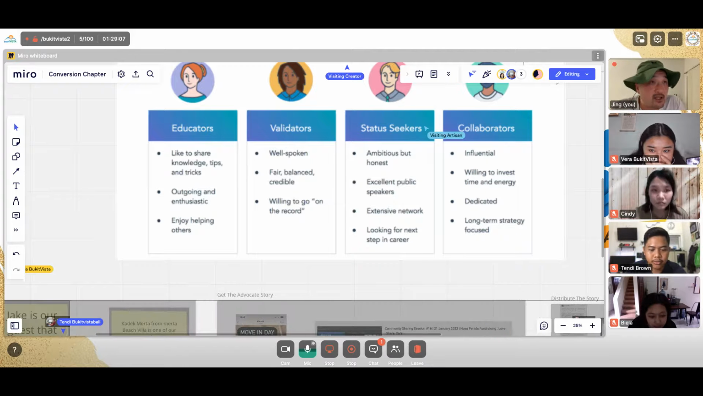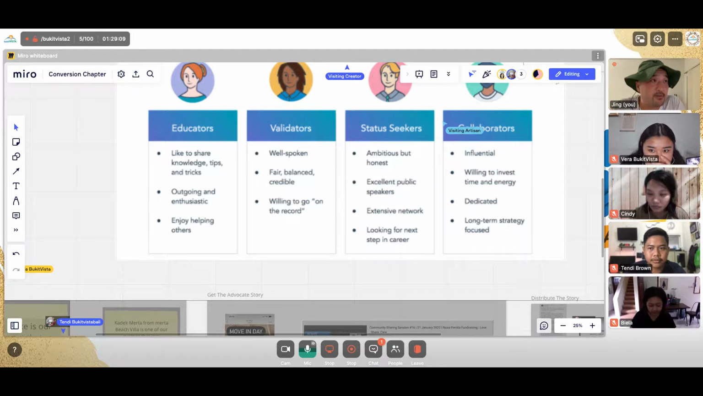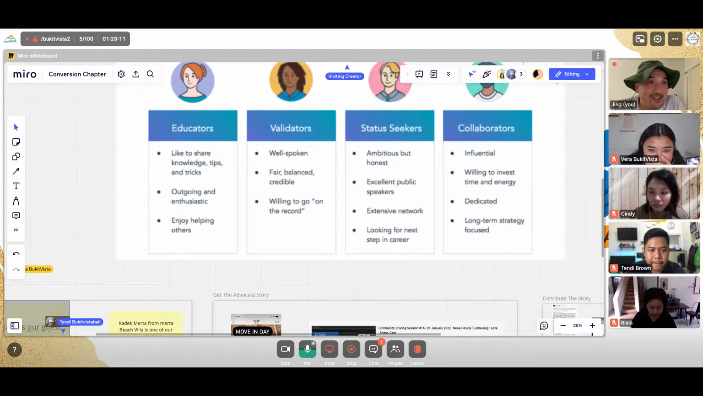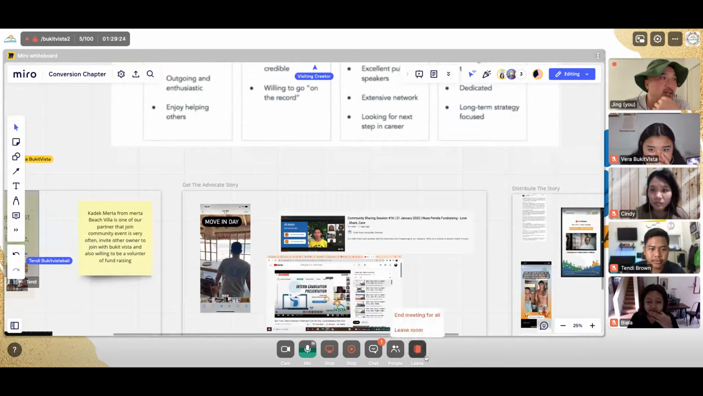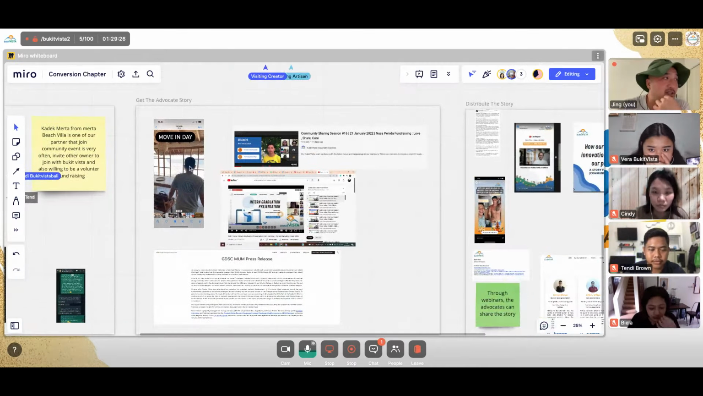Okay. Great. Tendi, thank you for sharing this very, very cool piece of information. I think we can integrate this now, Tendi, into how we do this exercise in the future, because now it allows us to deepen our understanding and be able to prioritize more. Okay, thank you. Let's go into the next frame, everybody. Let's go into the frame of getting the advocate story.